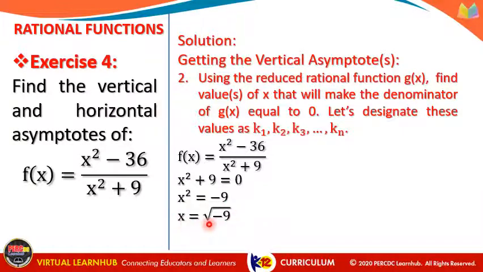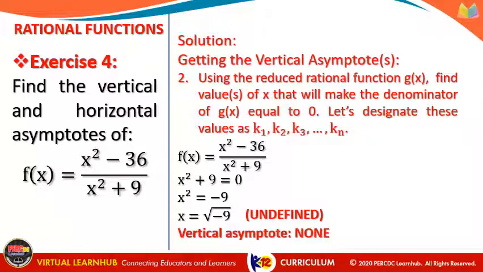Eh, ano bang square root ng negative 9? Di ba wala? This is undefined. So wala kang makukuhang sagot for x. Since wala kang makukuhang sagot for x, ano nga sasabihin natin? E di wala. Wala tayong vertical asymptote. So ganun lang. Kung nag-undefined yung x, edi ibig sabihin nun, wala tayong vertical asymptote. So yun lang. So posible yan.